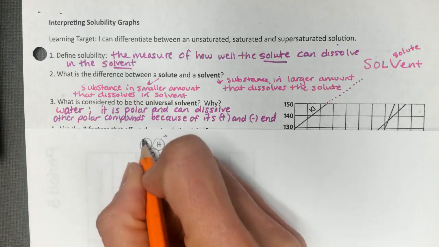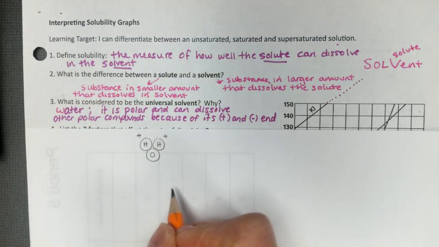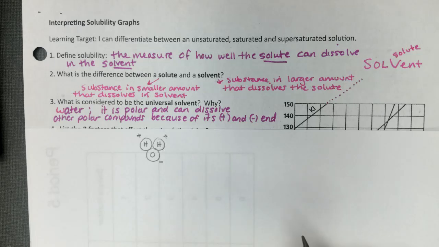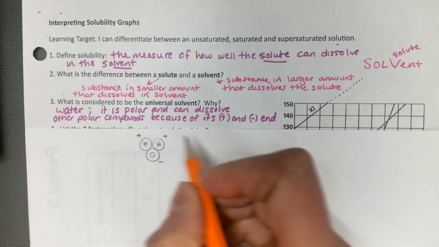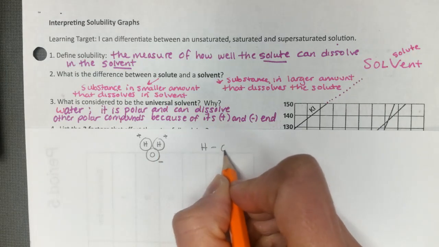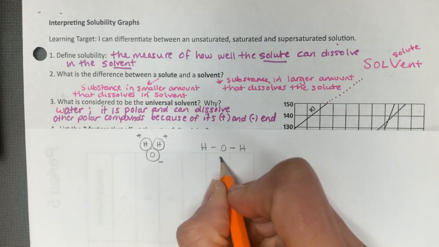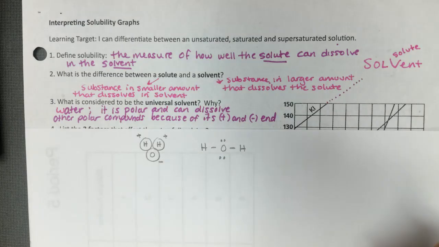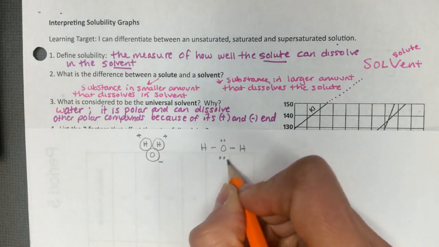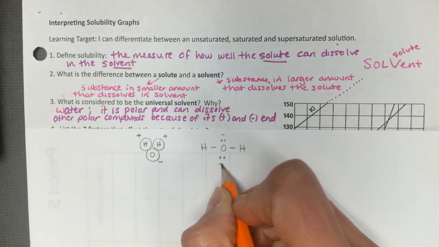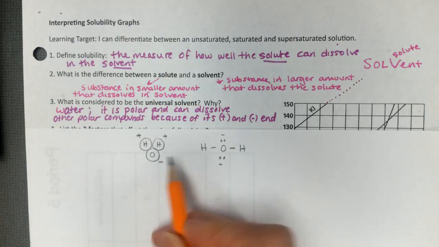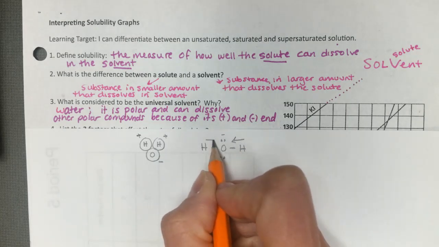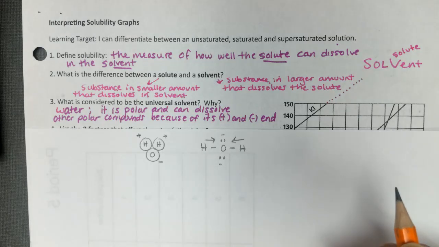The H's are the positive part of the water molecule. The O is the negative part. Now this is all related to electronegativity. Remember, these are all being shared. So here's your H, here's your O, here's your H. Okay, there are 2 lone pairs on that oxygen, creating this negative part of the molecule. So when we're thinking about water and why it's polar, it's because the oxygen is hogging the electrons, creating that polar end or that pole.